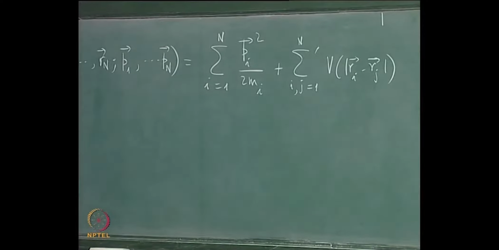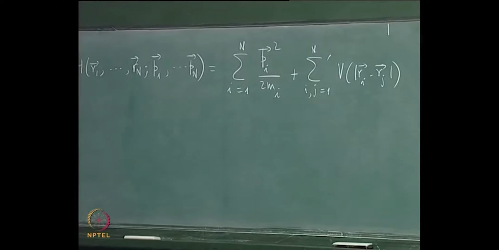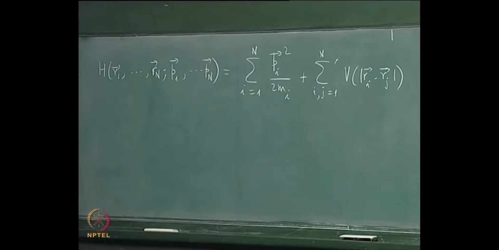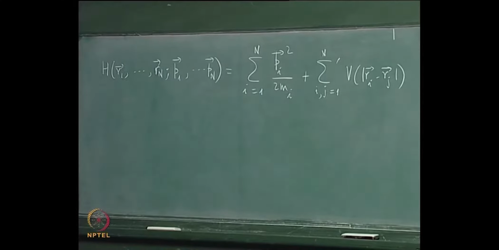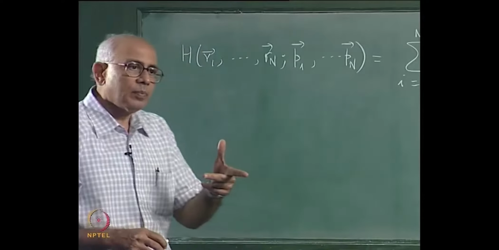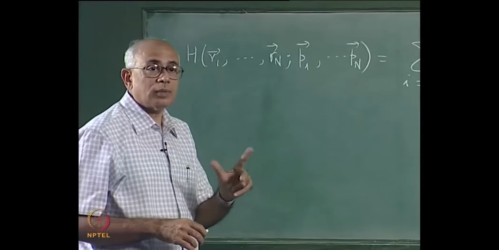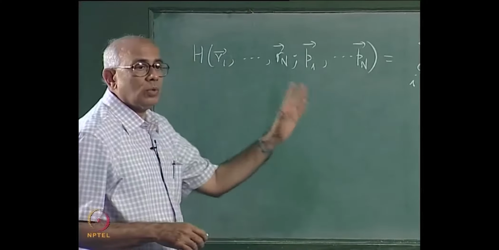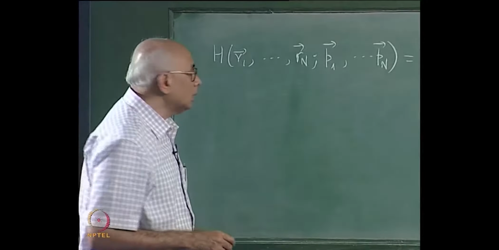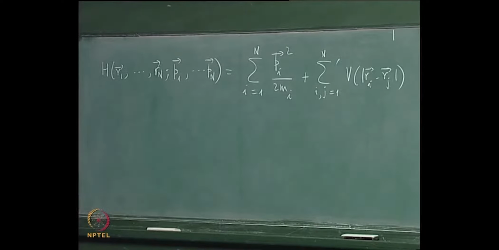This Hamiltonian has certain properties. The first property is that it is invariant under a rotation of the entire coordinate system. Whatever coordinate system you choose, if you rotate it by an arbitrary angle around an arbitrary axis, the Hamiltonian would not change in form at all. This means that rotational symmetry is a dynamical symmetry of the system.